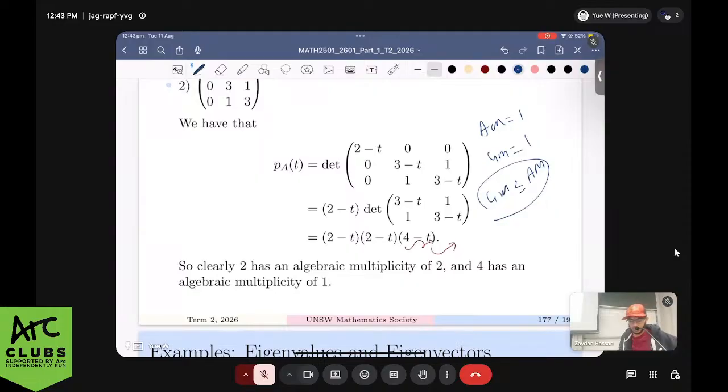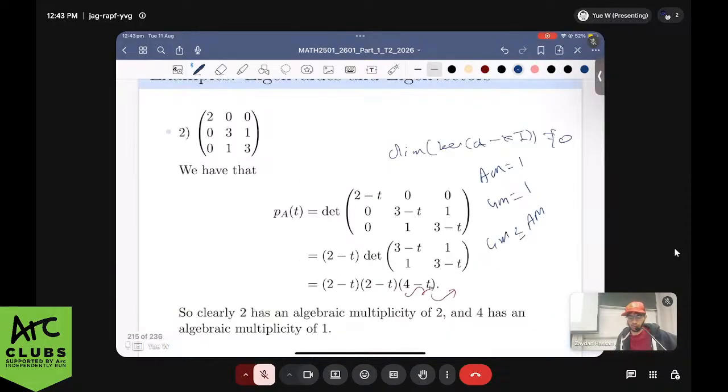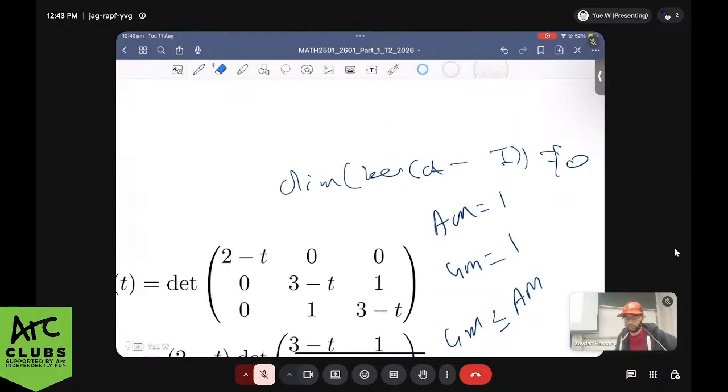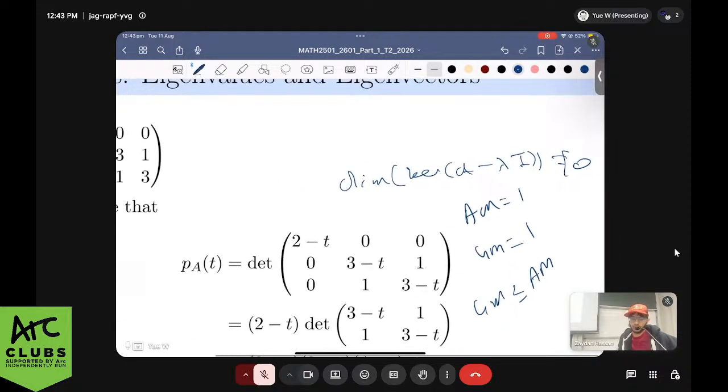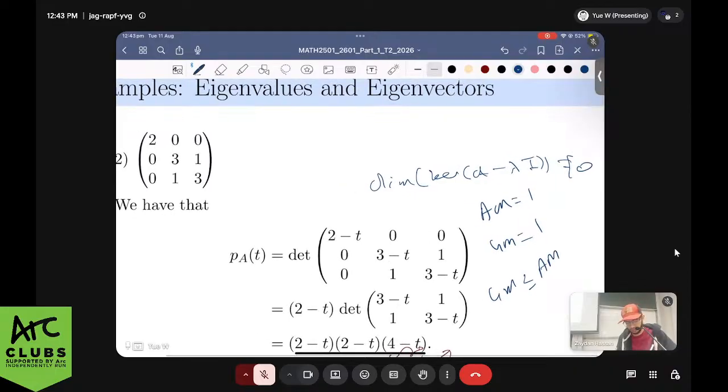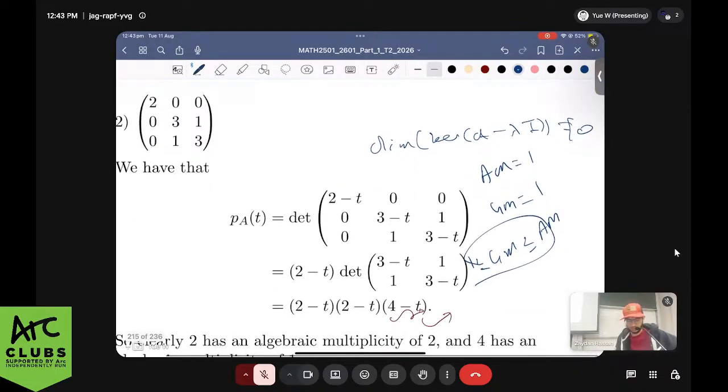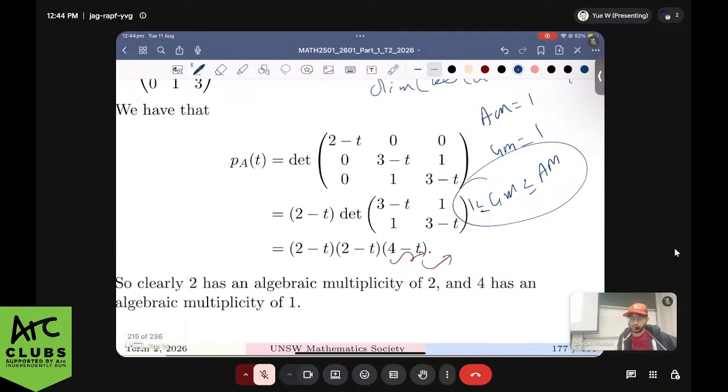We also have that the geometric multiplicity can't actually be 0 because we assume it's an eigenvalue. The dimension of the kernel of A minus lambda I cannot be 0, because if it was 0, lambda would not be an eigenvalue. We're assuming that A minus lambda I does not have a trivial kernel, meaning there is actually a non-zero eigenvector. So we have this. Okay, I didn't circle that properly. So if AM equals 1, then GM has to be 1 as well.